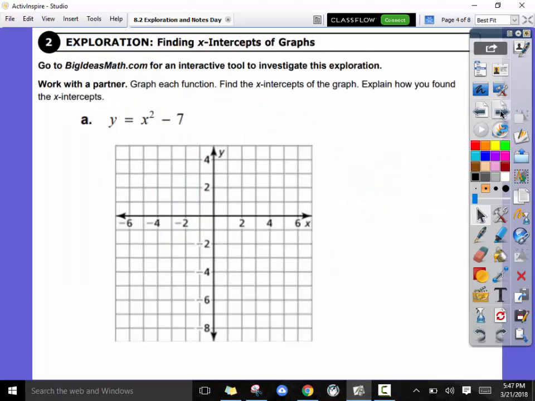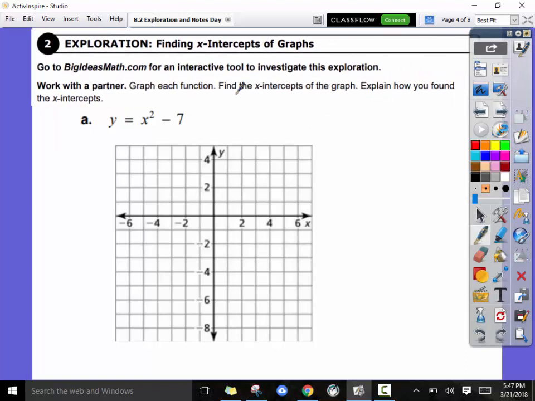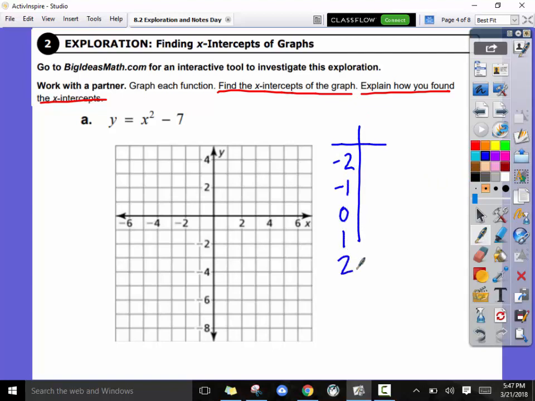Okay, next part, exploration 2. You're going to graph each function, and then you're going to find the x-intercepts of the graph. And you need to explain how you found those x-intercepts. So for this, you're going to actually make a table. We're not going to use Desmos for this. And so when you make your table, you can pick whatever values you want. I think -2, -1, 0, 1, 2 should work just fine.